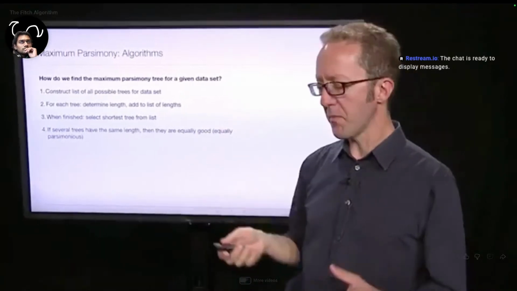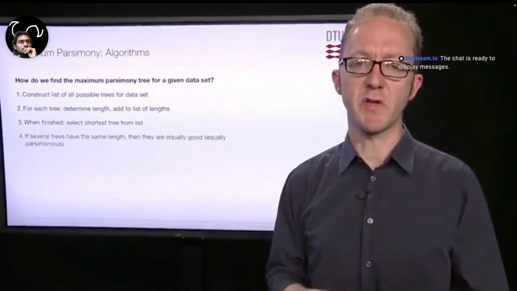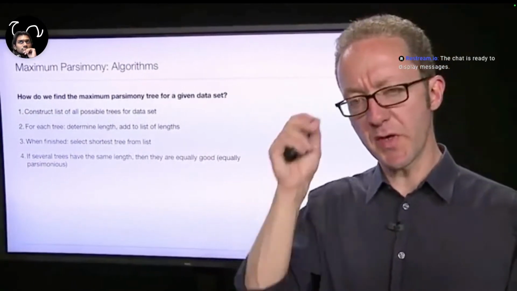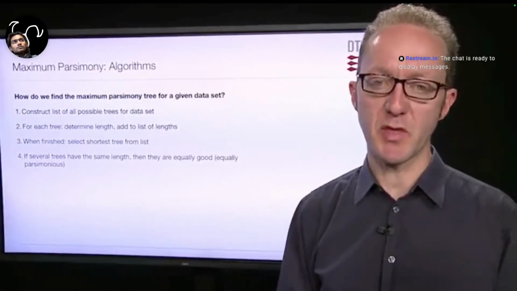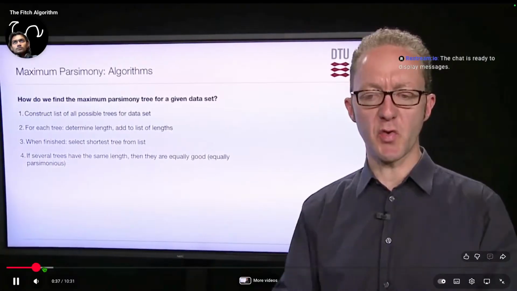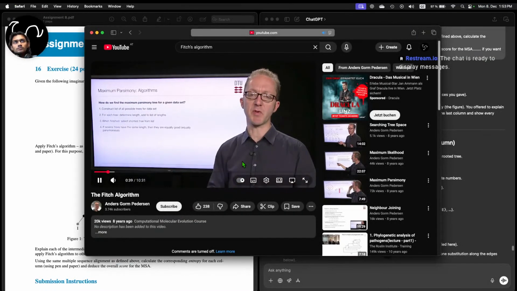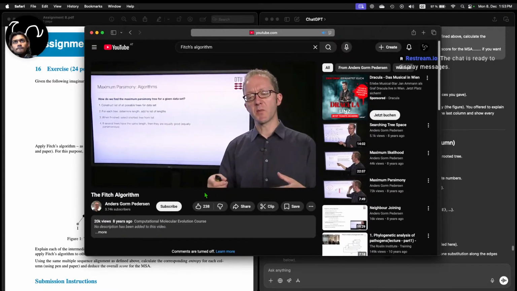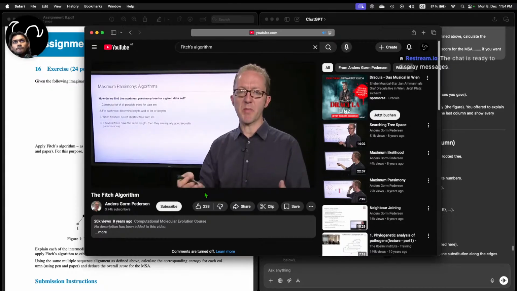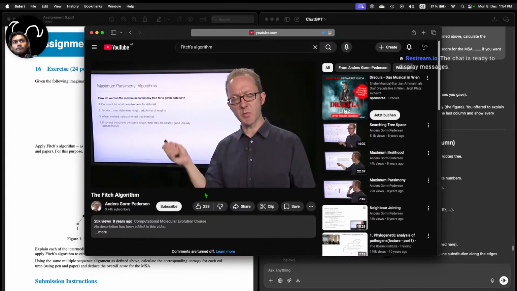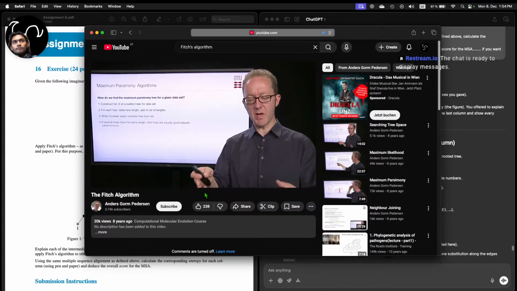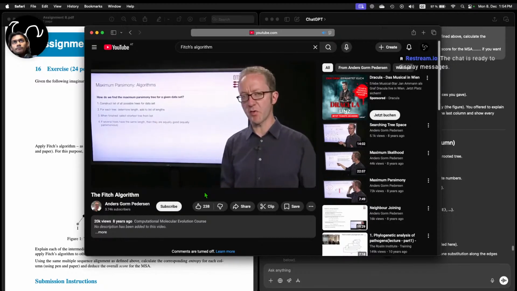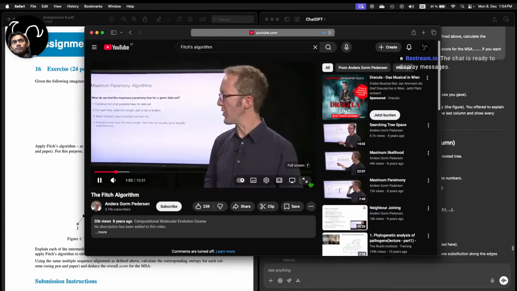Okay, so under maximum parsimony, the best tree is the shortest tree, the tree requiring the fewest mutations. The question is, how do we, for any given data set, find the maximum parsimony tree? How do we find the best tree? We list the topologies, all the possible things that we can think of for this particular size data set. Then, for each tree, we try to determine how many mutations are required by our data, just like we did in the previous lecture. When we've looked at all the possible trees, we just select the shortest one from the list.